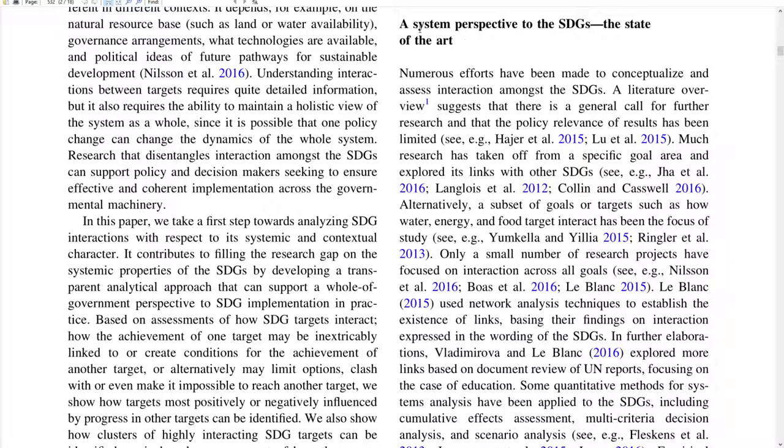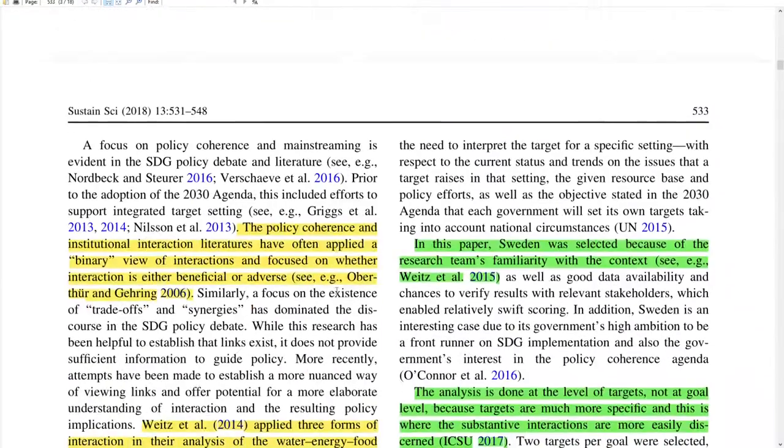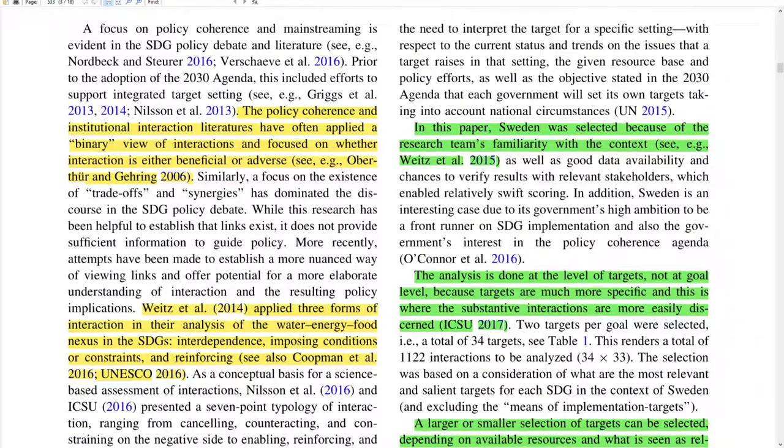So they want to have a systemic view of all the goals and how they can advise governments on how to start working on these goals by priority setting, or understanding how these goals interact with one another. So in the past, the interaction between the goals was mostly binary. It's either beneficial or adverse. If one goal was not automatically or systematically helping the progress of another goal.